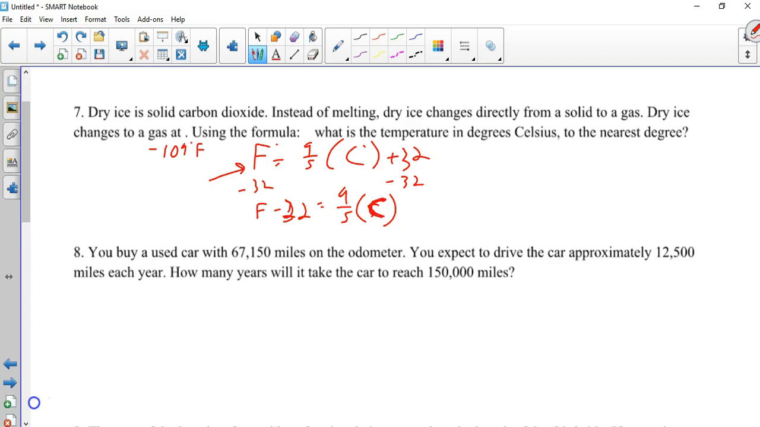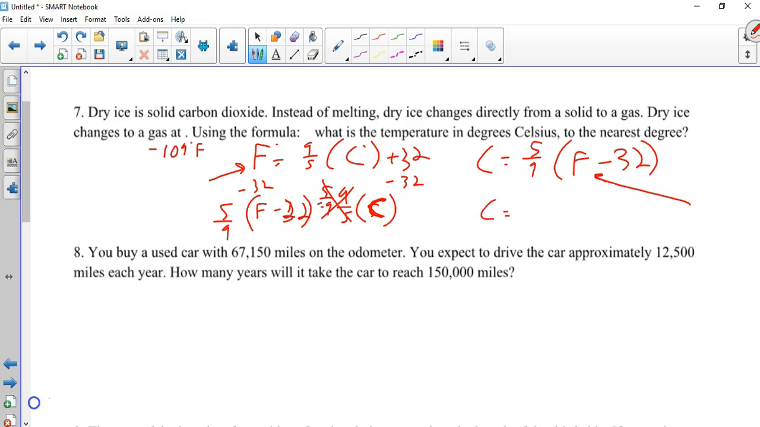Now, to get rid of the 9/5, remember, it is a fractional coefficient. I'm going to multiply by 5/9, which cancels, which means I need to multiply this by 5/9. So my formula is C is equal to 5/9 of my Fahrenheit minus 32 degrees. So now I just plug the 109 in here, and I'm going to get C is equal to 5/9 of negative 109 minus 32, which is negative 141.